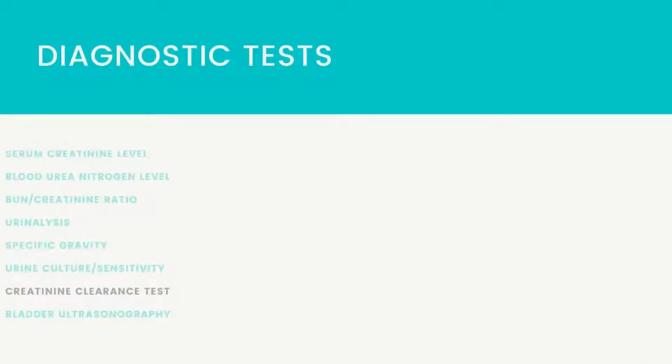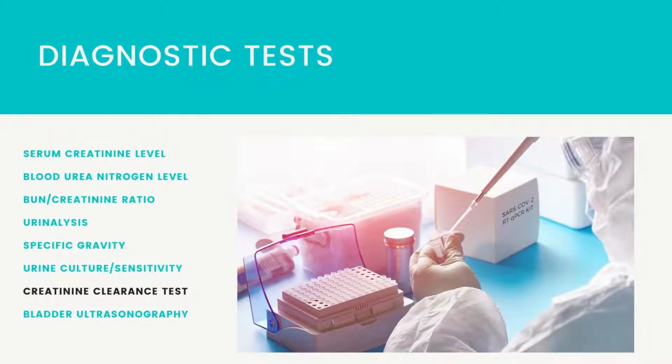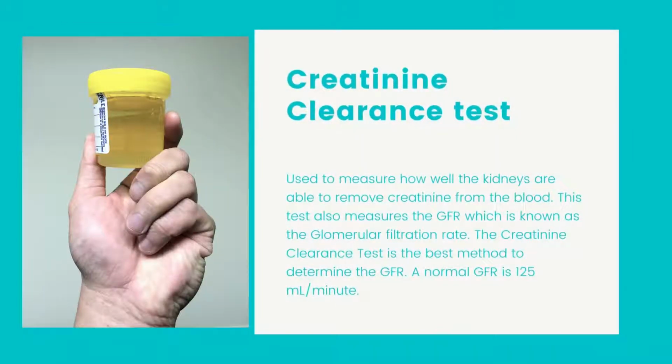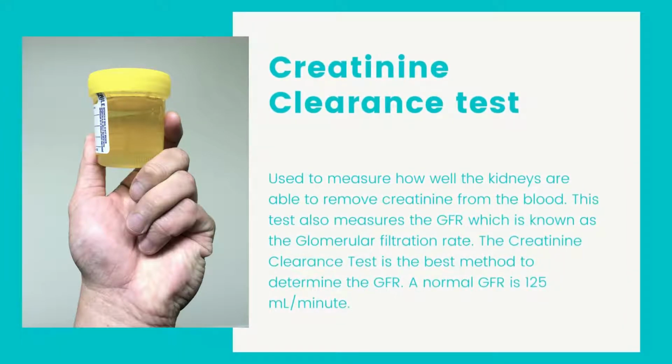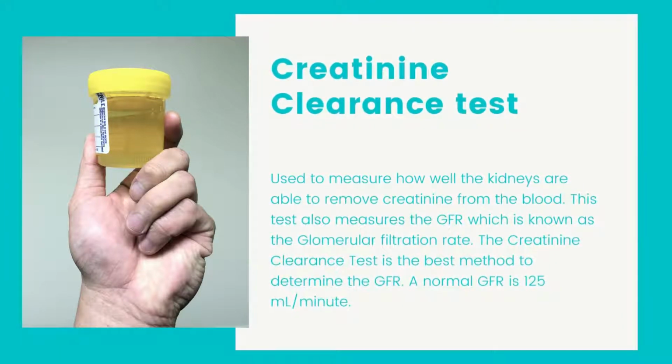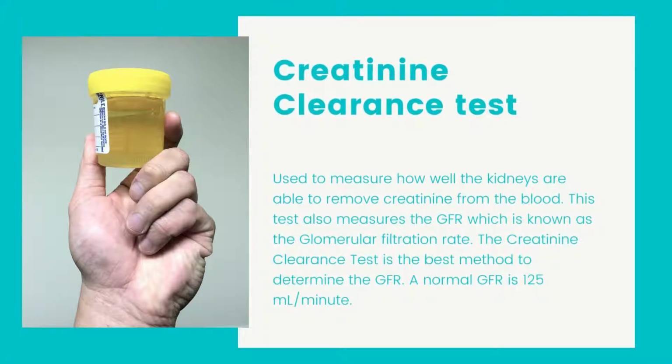Creatinine clearance test. This test is used to measure how well the kidneys are able to remove creatinine from the blood. This test also measures the GFR, which is known as the glomerular filtration rate. The creatinine clearance test is the best method to determine the GFR. A normal GFR is 125 milliliters per minute.